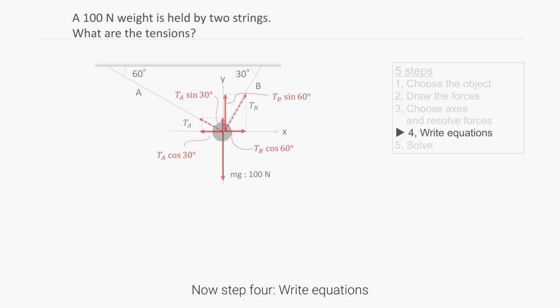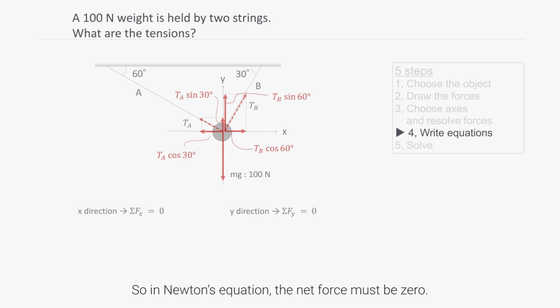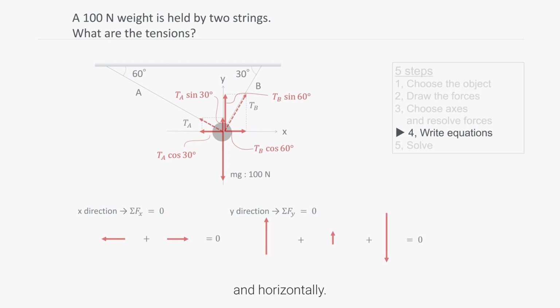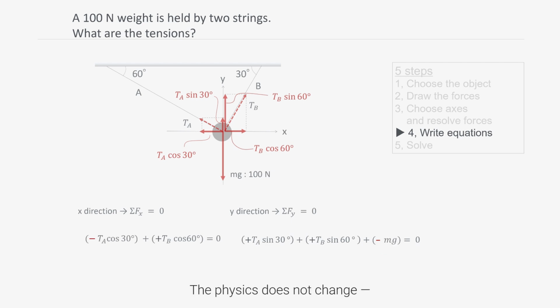Now, step 4, write equations. Because the object is at rest, the acceleration is 0. So in Newton's equation, the net force must be 0. So in each direction, the sum of forces must be 0, vertically and horizontally. The directions are defined by our axes. Force directions become signs. Positive direction, positive sign. Negative direction, negative sign. The physics does not change, only our description does.